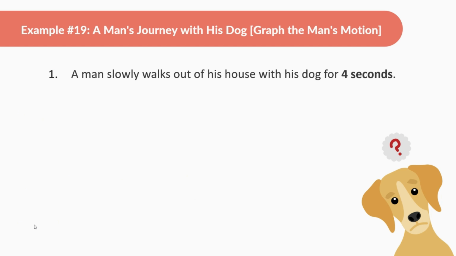A man slowly walks out of his house with his dog for 4 seconds. So in this graph, how I would personally be drawing this is a slope that's shallow like this. And since it says 4 seconds, this should be ending in the 4-second mark, okay, from the 0.